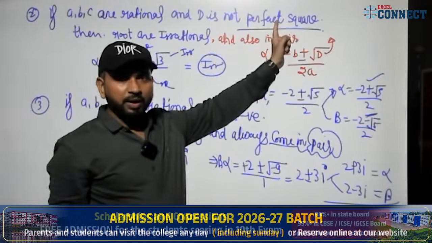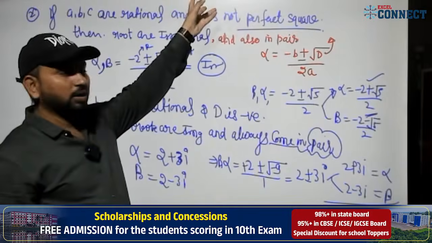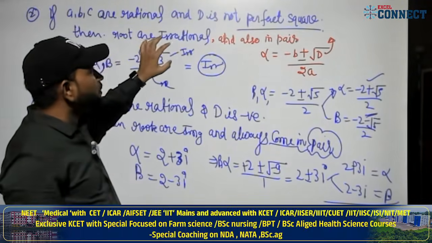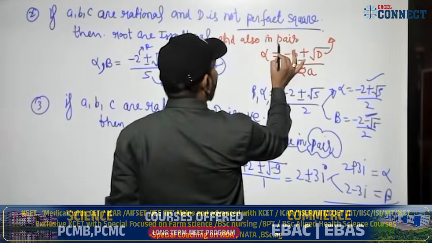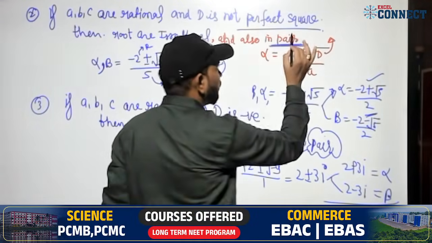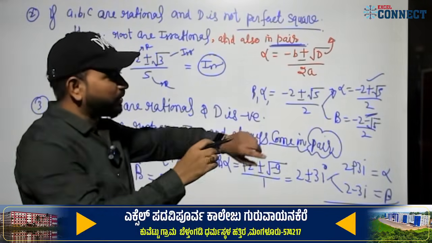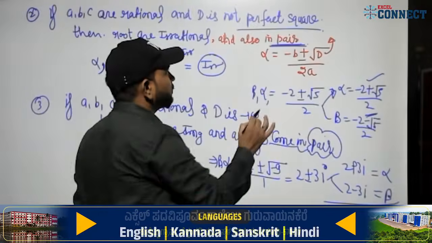Whenever the discriminant is a perfect square, the roots come rational. When it is not a perfect square, they are irrational, but the main important thing is that they are always in pairs. What is the importance of this always pair? Sir, break. Now no break, I will give it at the end of the class, 10 minutes remaining.